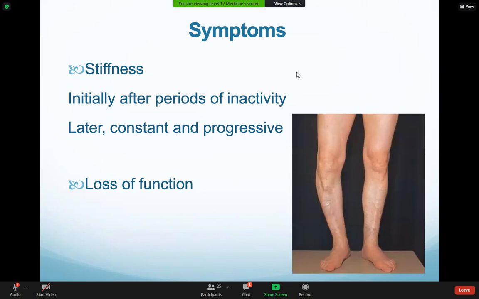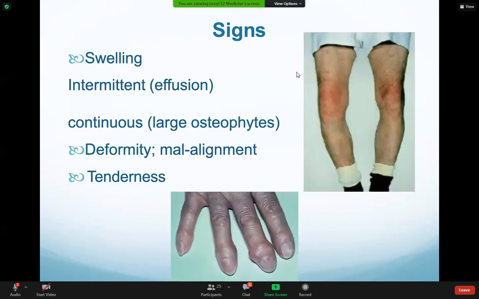Stiffness initially occurs after periods of inactivity, so when they first wake up in the morning or after periods of prolonged sitting. Later, it becomes constant and progressive and causes loss of function. Swelling and effusion is usually intermittent, so they have periods with swelling and then periods where it resolves. If you have continuous swelling, that is usually due to large osteophytes rather than fluid effusion. Deformity and malalignment, and also tenderness at the joint.